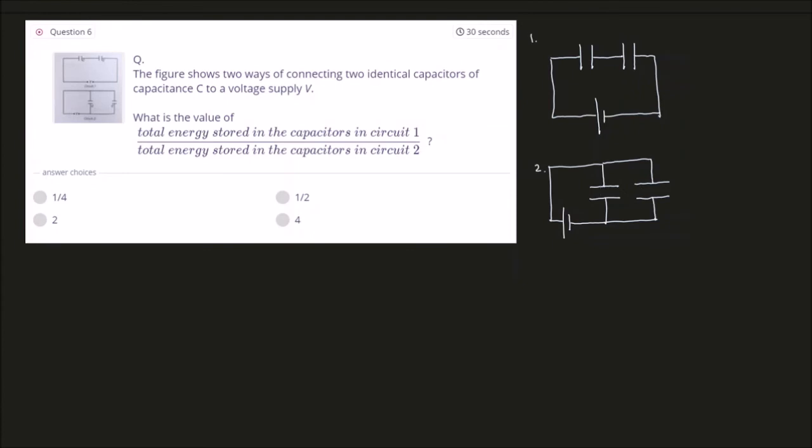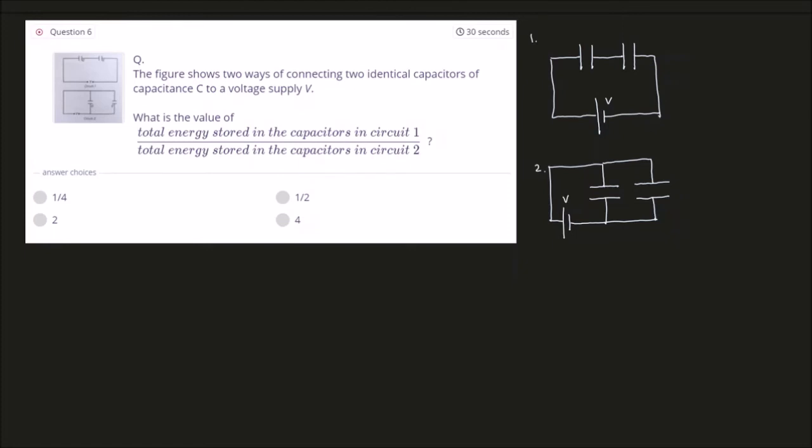Question 6. The figure shows two ways of connecting two identical capacitors of capacitance C to voltage supply V. There are two figures here, figure 1 and figure 2. I've drawn it out. For figure 1, you're connecting two capacitors in series to a power supply, let's call it V. For the second situation, you're connecting two capacitors in parallel to the voltage supply, which is also V.